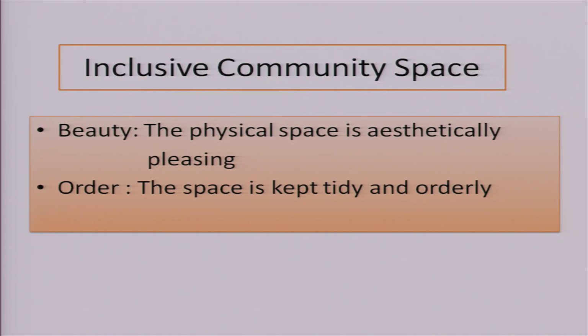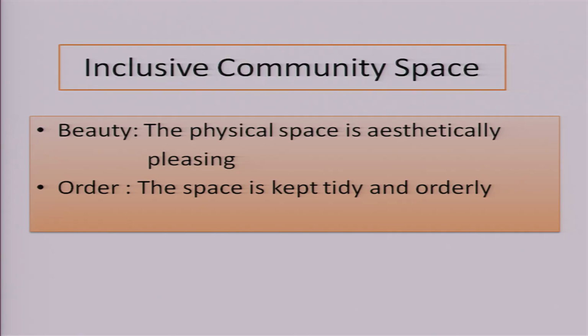So this type of thing is important, and in such cases what is important is that an inclusive community space is very much important. And in the inclusive community space, there are two things, that is the beauty and the order. By beauty, it means the physical space is aesthetically pleasing. Otherwise, people will not be attracted to come to that place. And regarding the order, the space is kept tidy and clean. In unhealthy surroundings, people may not like to come together.